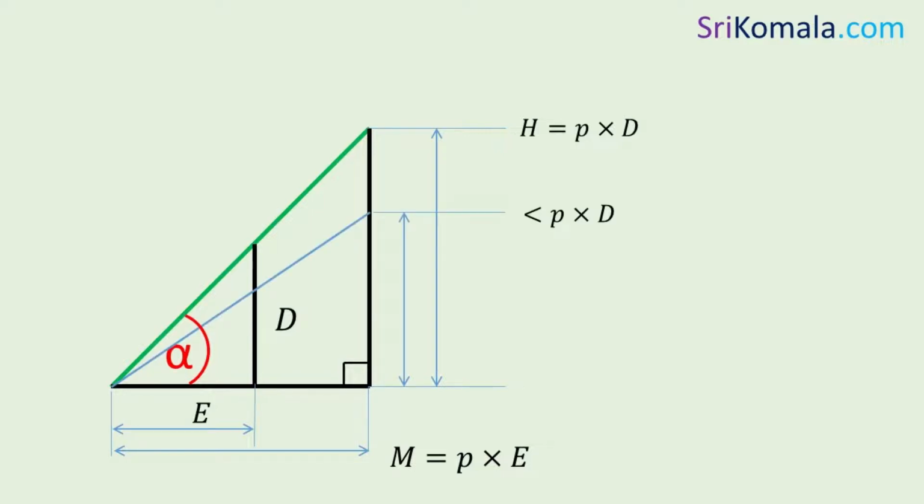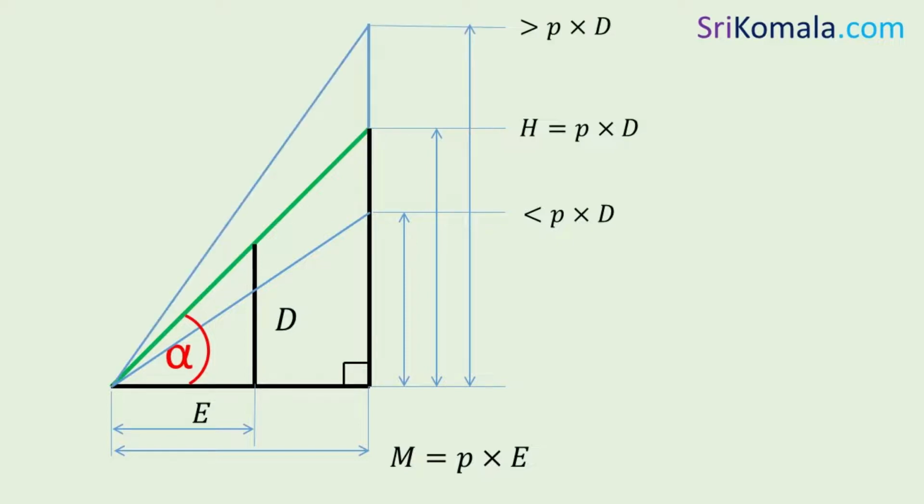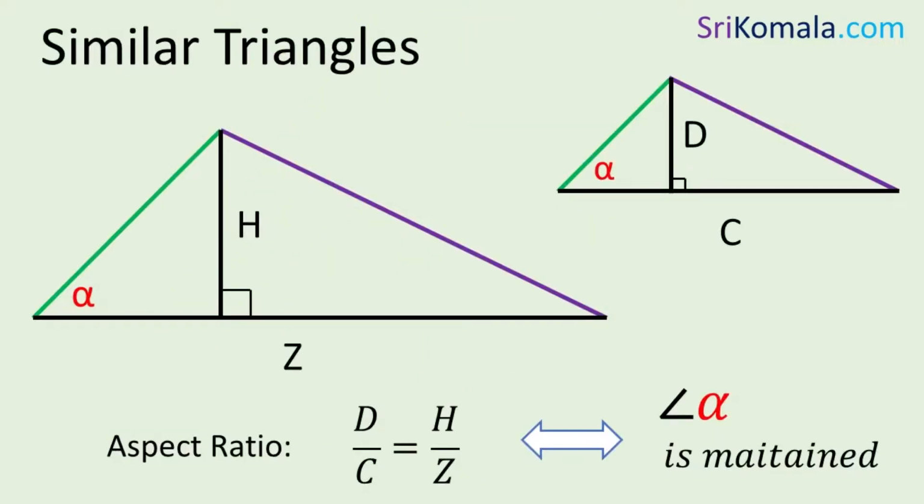As you can see from this diagram, if you multiply the base by a factor of p, but you multiply the height by a factor which is less than p, then you will end with an angle which is less than angle alpha. If you multiply the base by a factor of p, but you multiply the height by a factor which is greater than p, then you will end with an angle which is greater than angle alpha as well. As long as the ratio between the height and the base is maintained, the angle alpha is kept the same also, even though the size of the triangle is changed.